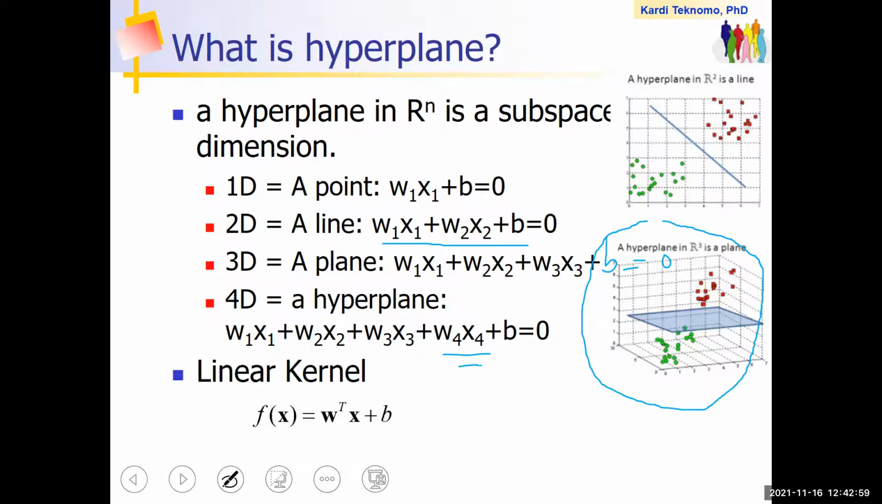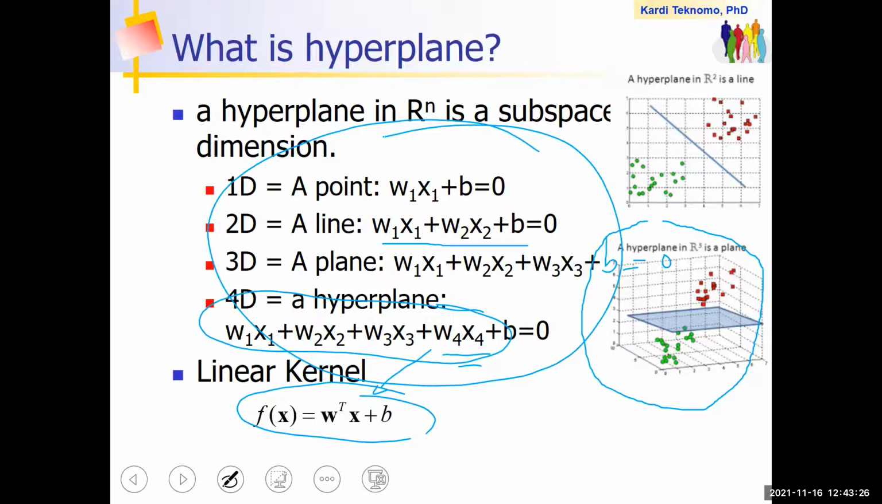So that means I can simplify this whole thing here. I don't care about the dimension anymore. If I put that into a vector notation, what is the vector notation? W transpose multiplied by X, plus B, where B is the scalar, right? This is exactly the same as all of this: 1D, 2D, 3D, and 4D, up to D. The dimension does not matter. As long as you put it into a vector or matrix, the number of dimensions follows on its own.